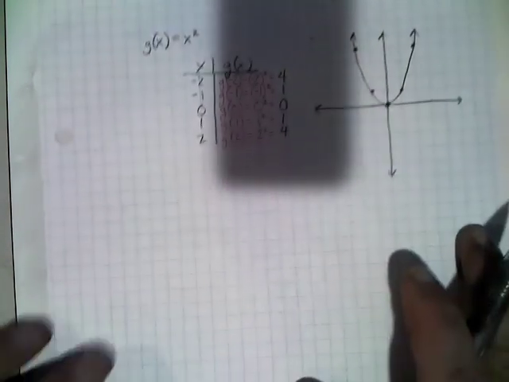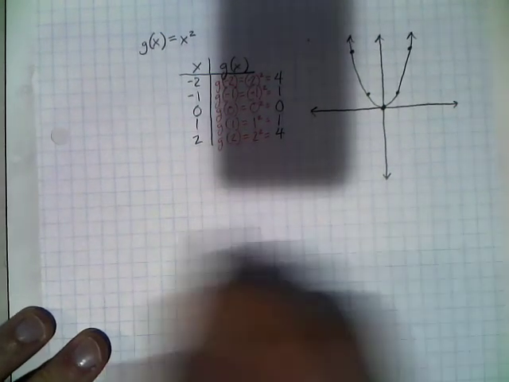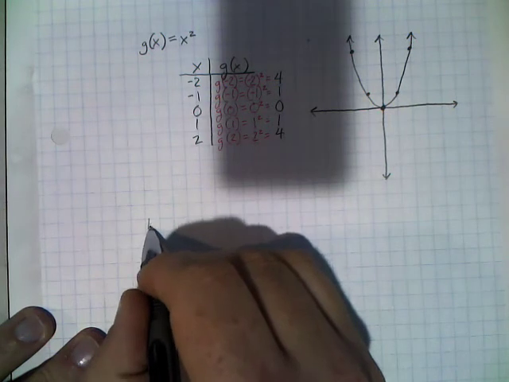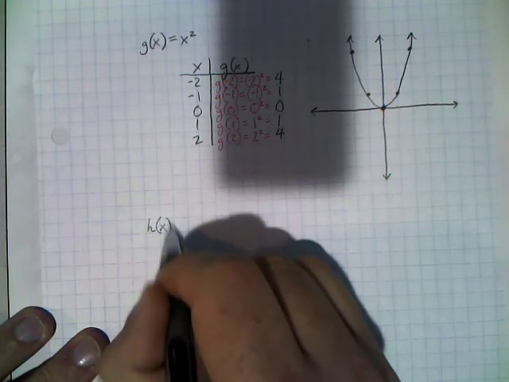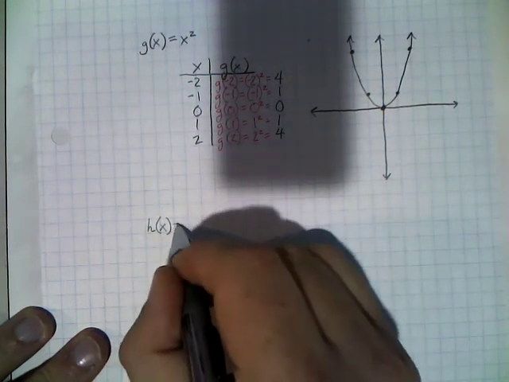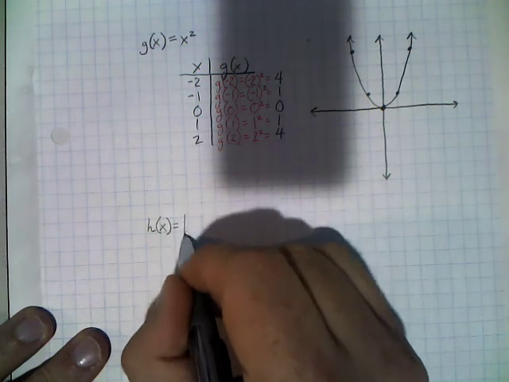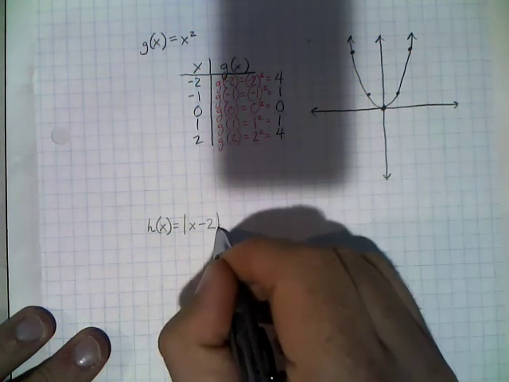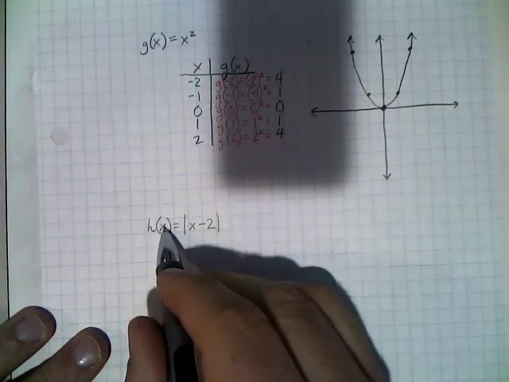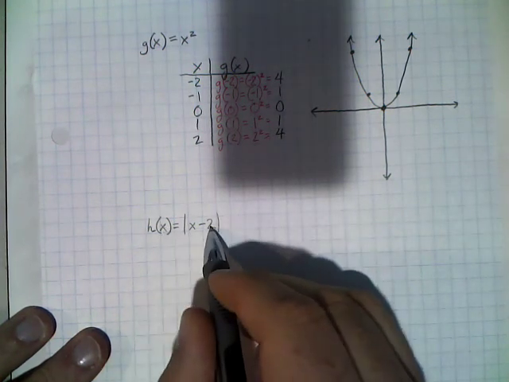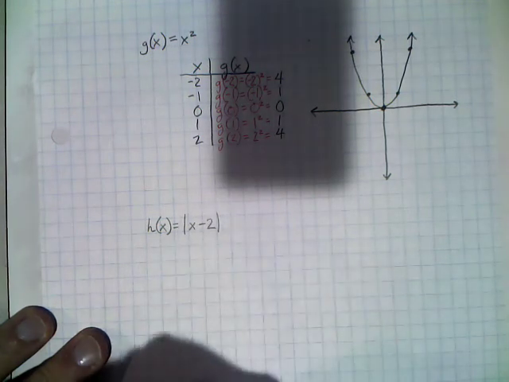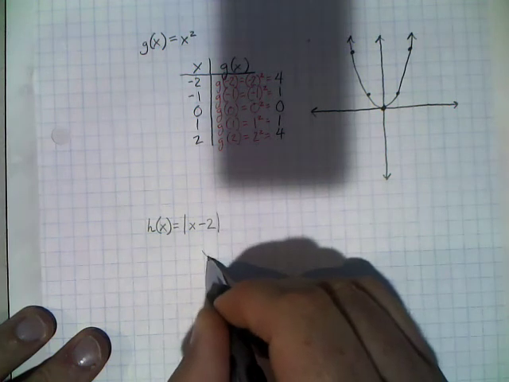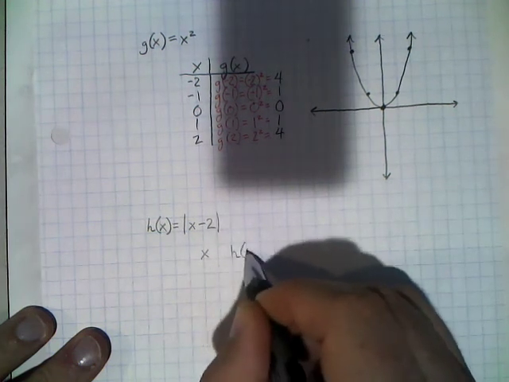All right, let's jump down now to our next example. Let's call this function h of x. H of x equals the absolute value of x minus 2. So those are my instructions. When I put something in for x, I'm going to do that x minus 2 and then take the absolute value. So for our table here, let's go with x and h of x.